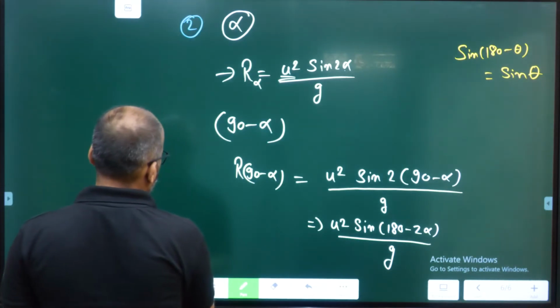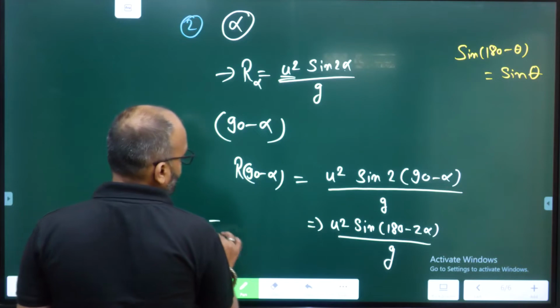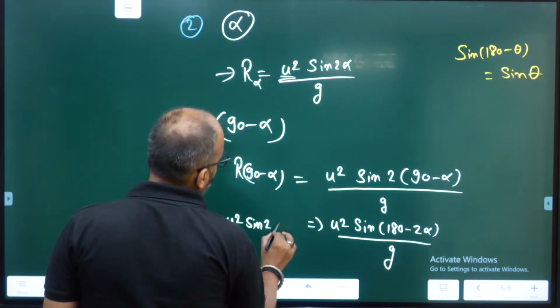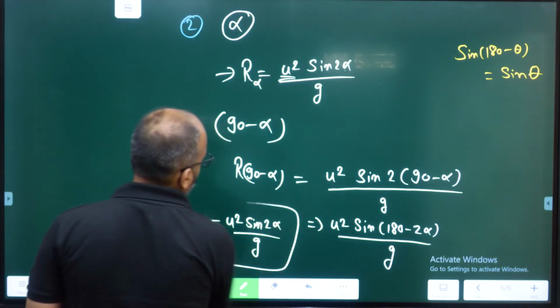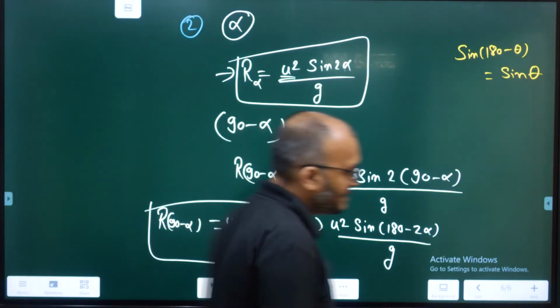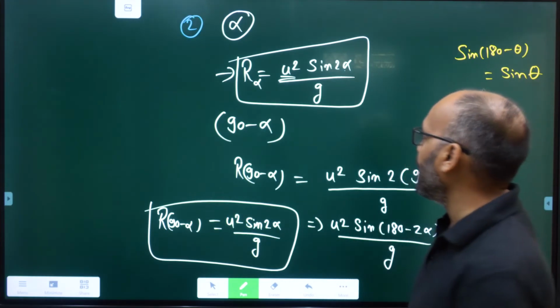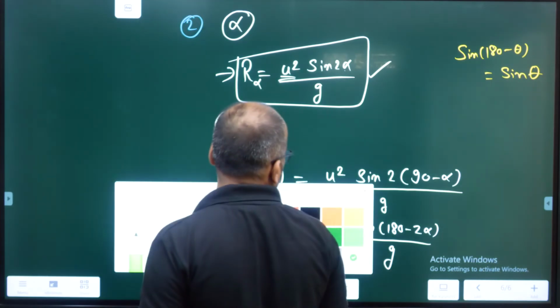So here I am writing that range for 90 minus alpha. Is this thing clear or not, everyone? If you have any doubt, please ask. Please see, R alpha and R 90 minus alpha are same. So what is the meaning of this?